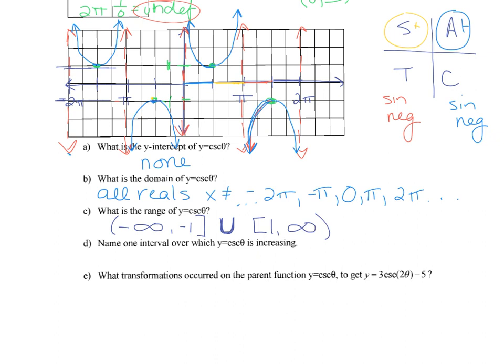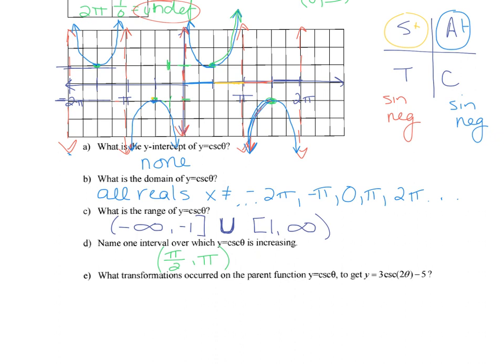Name one interval over which cosecant of theta is increasing. I'm going to do this part here. It can be really any spot where it's increasing. So my graph is increasing from pi over 2 to pi. And I'm just going to use parentheses because we don't really include those. Plus, we really can't include pi because there is no value there.